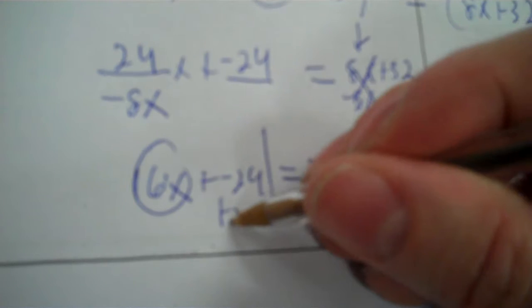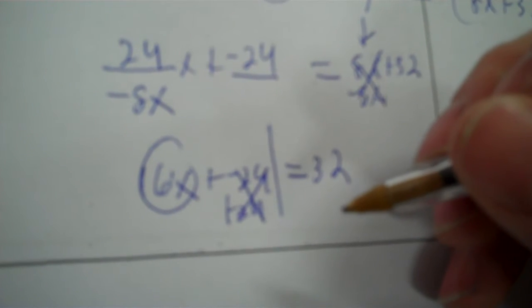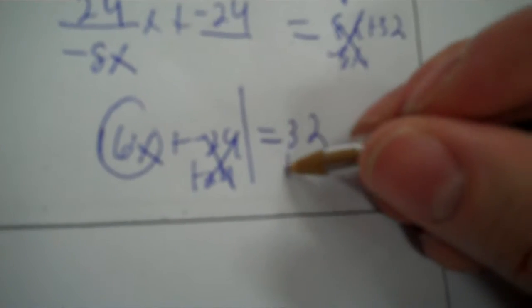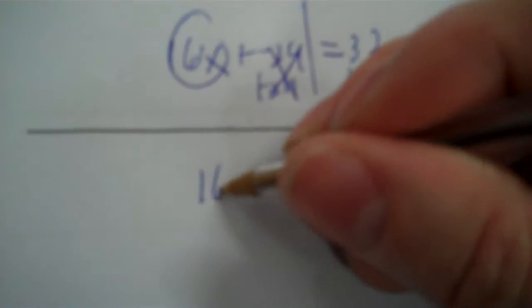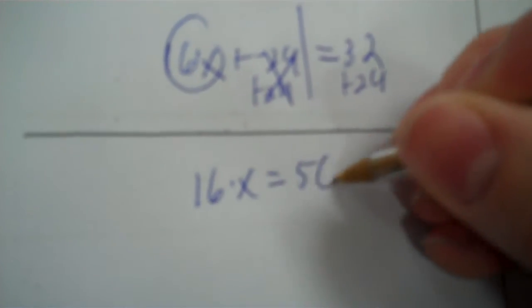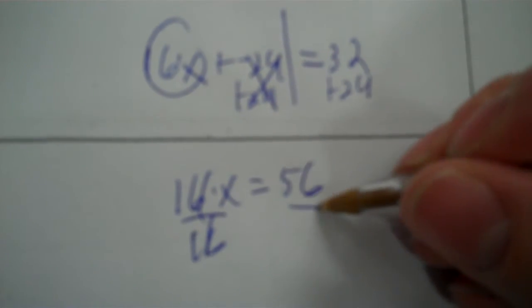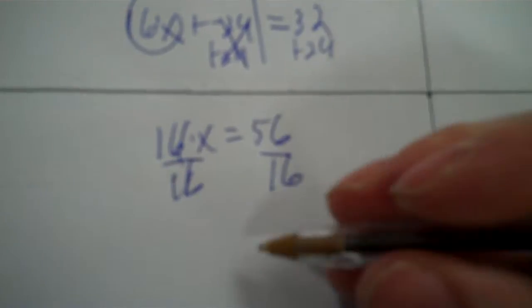Then you add 24. That would be 56. And then you divide by 16. 56 divided by 16. 3.5, okay.